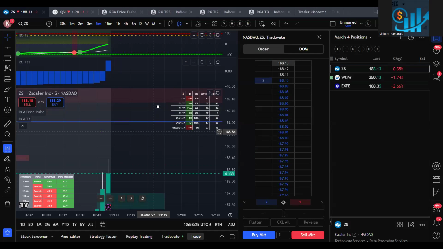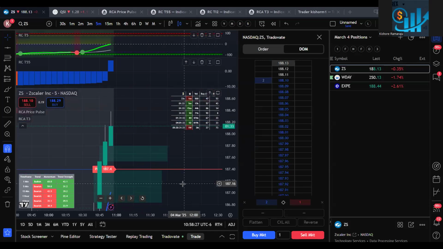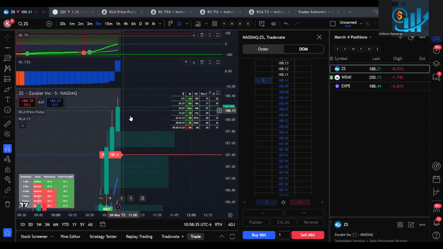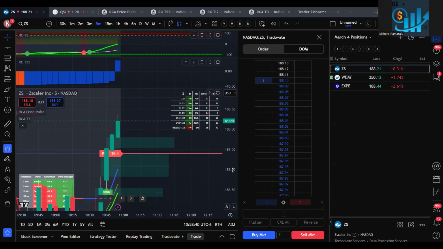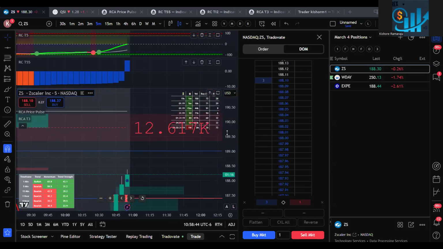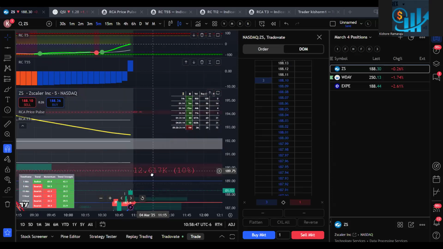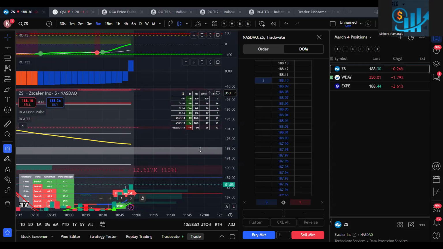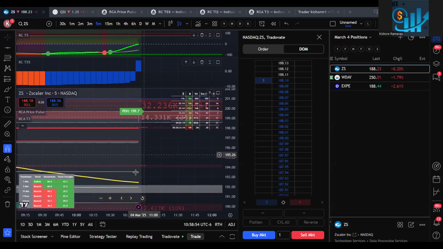So more and more buyers are buying this Zscaler. Buyers, buyers, buyers. So there is a lot of interest for this stock. Very soon, if it breaks this resistance, then it can go all the way till 194. That is the second target. If it breaks that too, you have 198, 199.7 is the next resistance.